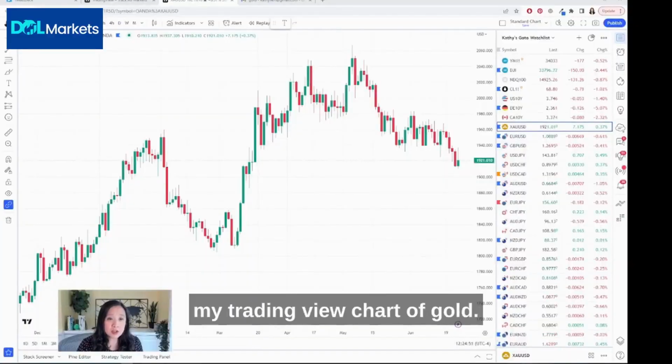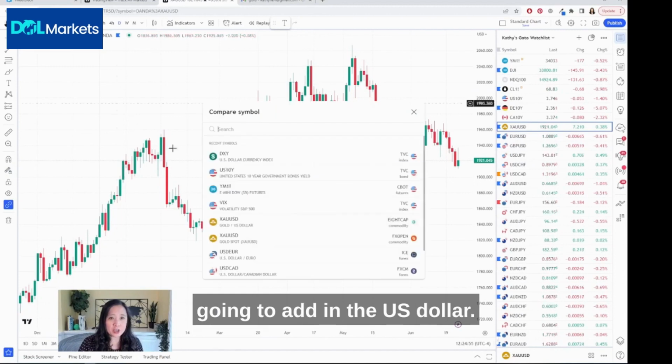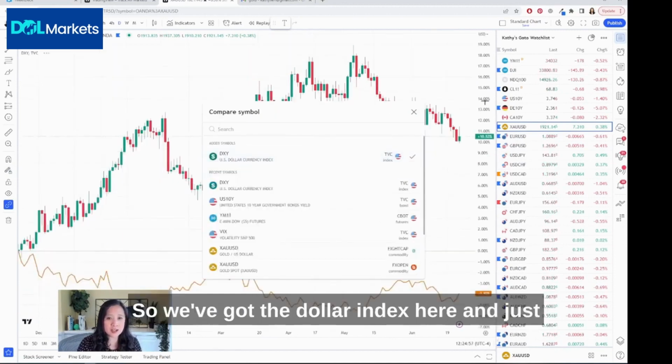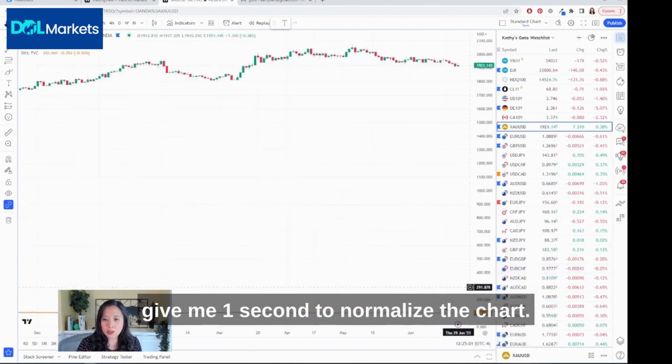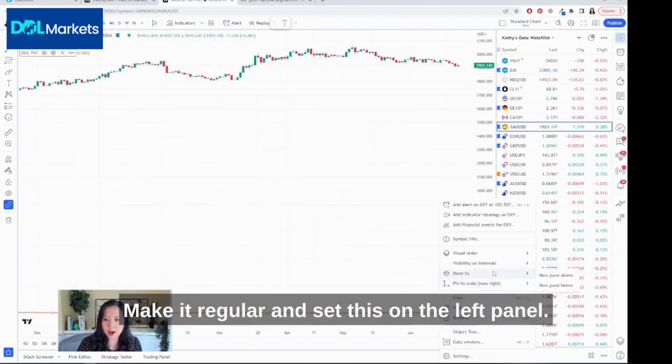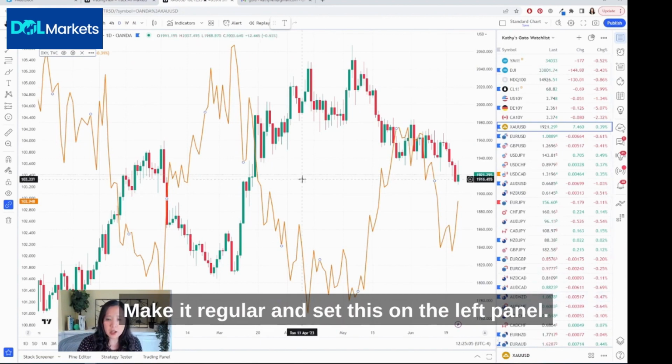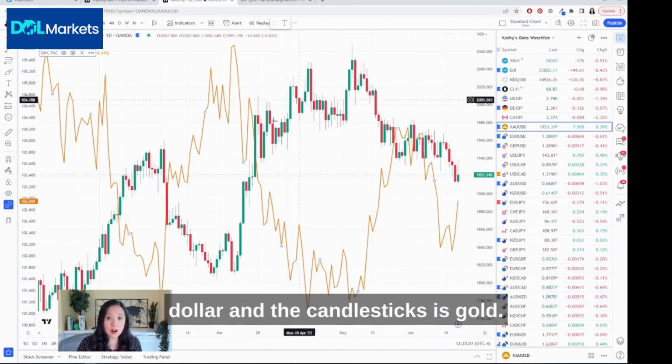So right now you're looking at my TradingView chart of gold. What I'm going to do is add in the US dollar. So we've got the dollar index here. And just give me 1 second to normalize the chart, make it regular, and set this on the left panel. So the orange line is the US dollar, and the candlesticks are gold.